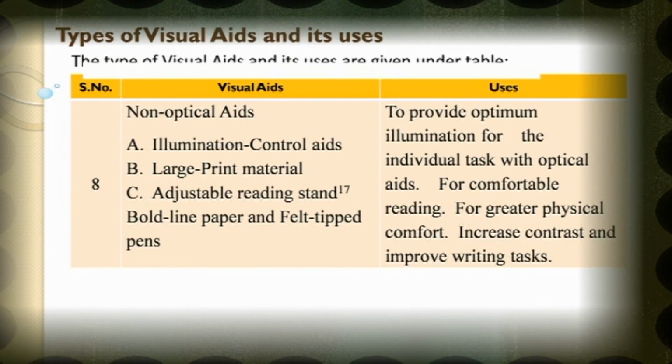The next aids are non-optical aids: illumination, control aids, large print material, adjustable reading stand, bold lined paper and felt tipped pens. The uses are to provide optimum illumination for the individual task with optical aids, for comfortable reading, for greater physical comfort, to increase contrast and to improve writing tasks.